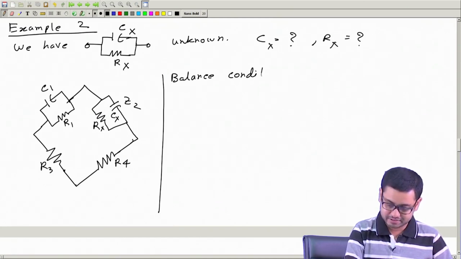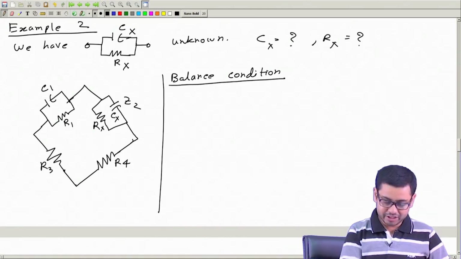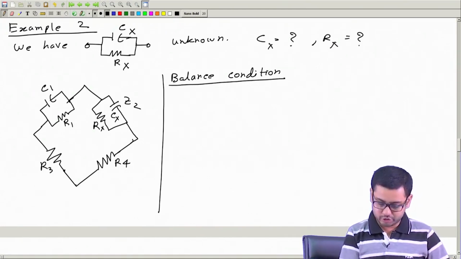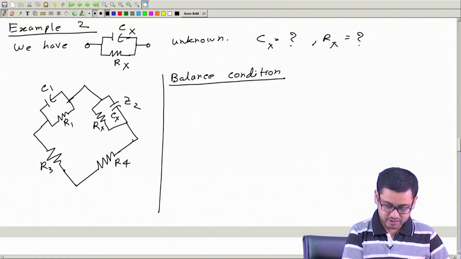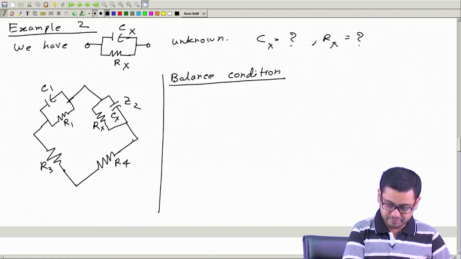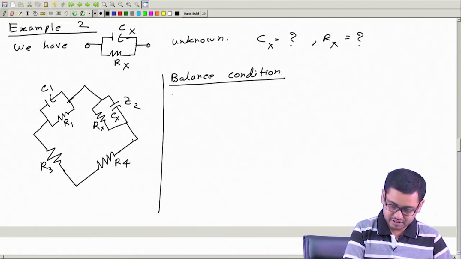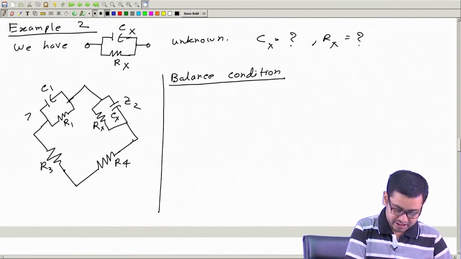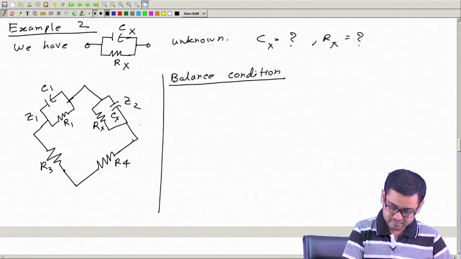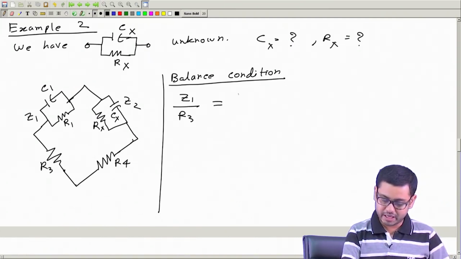And this should be easy, that is what we want and simple. Okay. So, the balance condition, let us write it this way. The impedance of this divided by the impedance of this. Let me call this impedance Z1, this Z2, R3, R4. So, Z1 by R3 should be same as Z2 by R4.